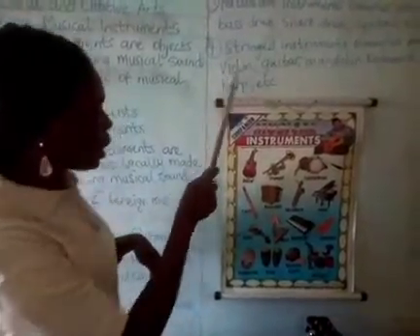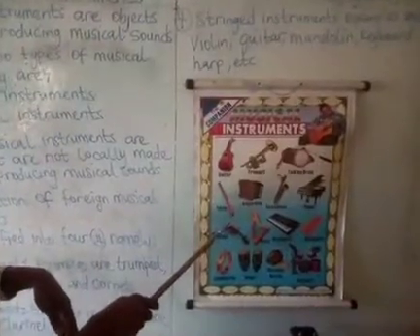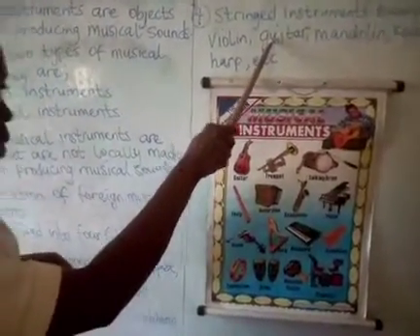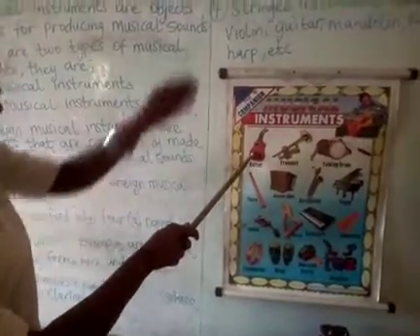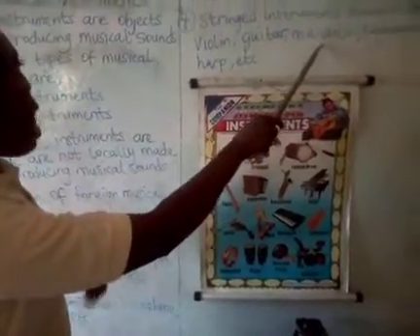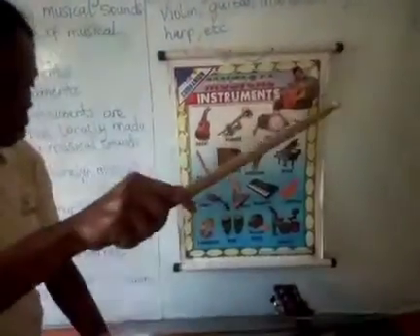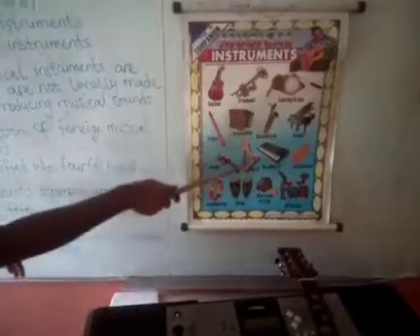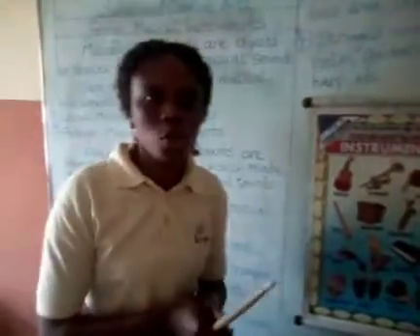We have the violin. This is a violin. We have the guitar. The guitar is also a musical instrument called the string instrument. Now we also have the mandolin, the keyboard, which is this. We have the keyboard, the harp. Look at our harp. So these are some of the examples of string instruments.